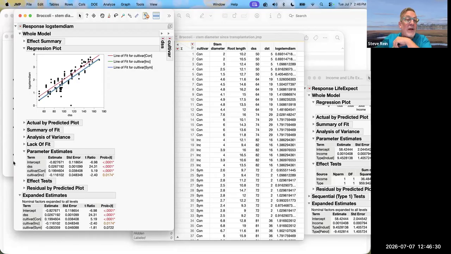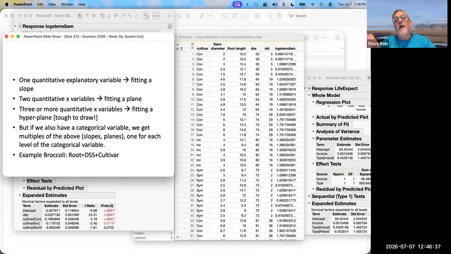The real takeaway is, toss the categorical variable in there, and you will draw one trend line for each group. And that will be, in chapter 6, parallel. We're going to see in chapter 7 how they aren't required to be parallel and how we can even test to see if they are statistically significantly non-parallel. But that's a topic for a different day.